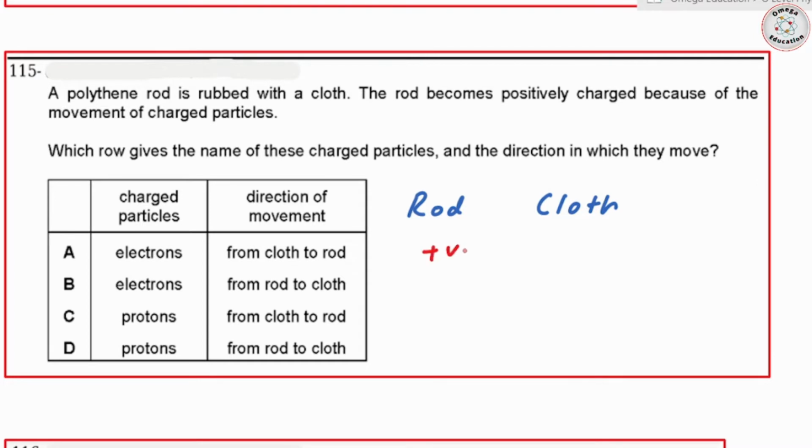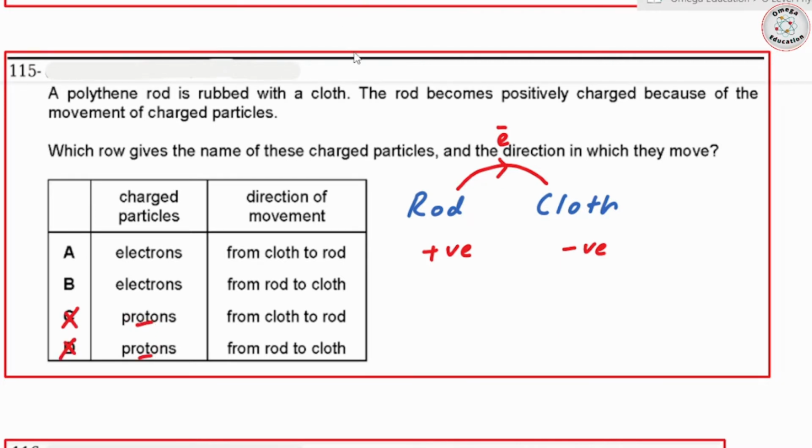Positive on the rod implies that the electrons from the rod must have moved towards the cloth. Only then can the rod have a deficiency of electrons, and only then can the cloth have excess electrons. Which row gives the name of these charged particles and the direction in which they move? Protons are not even in the equation.